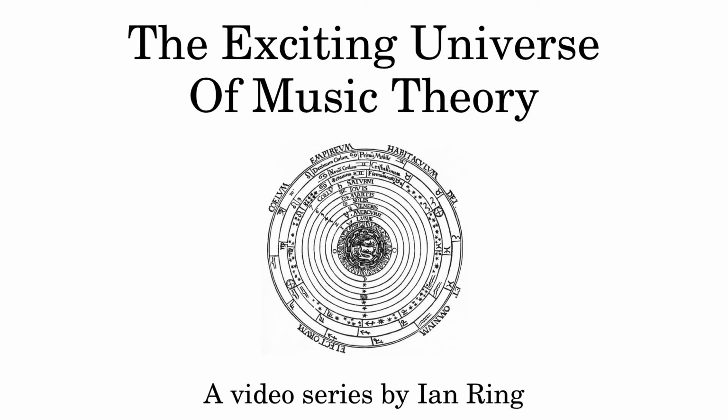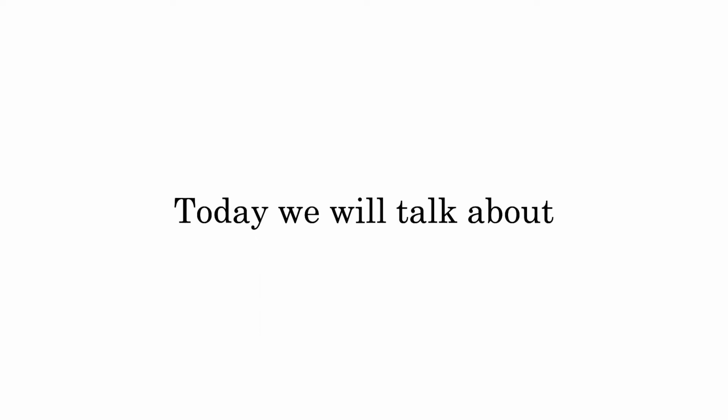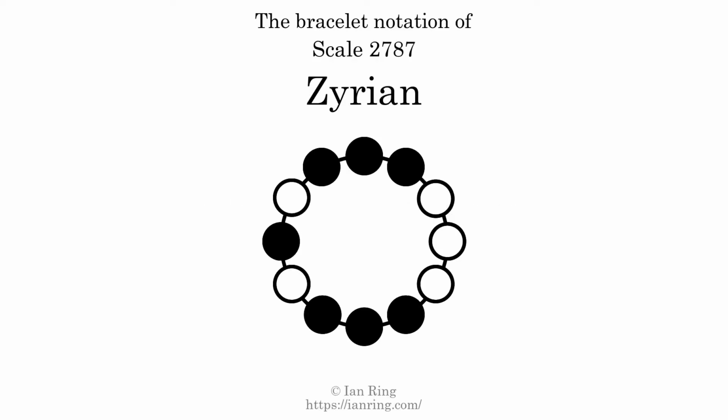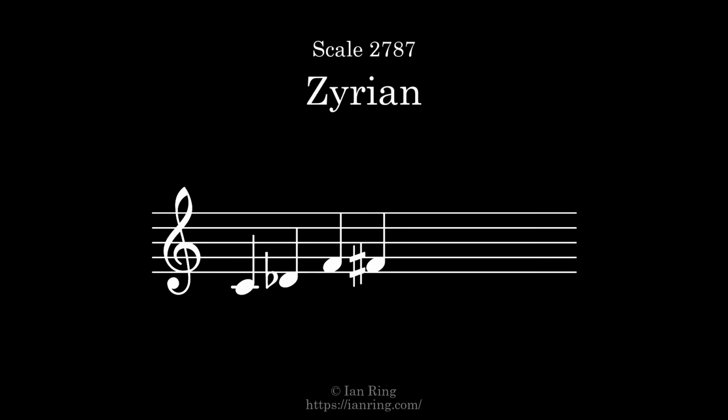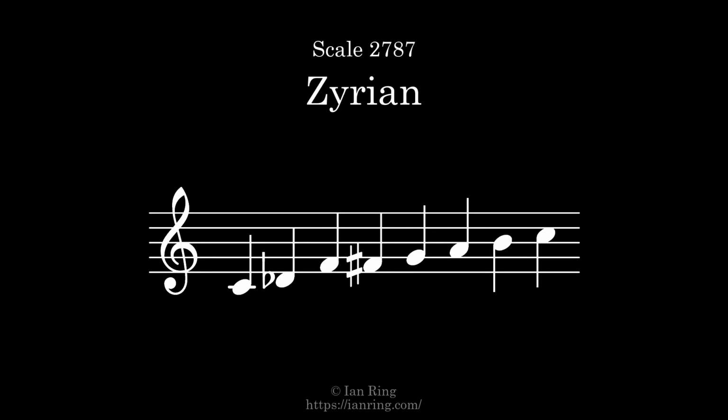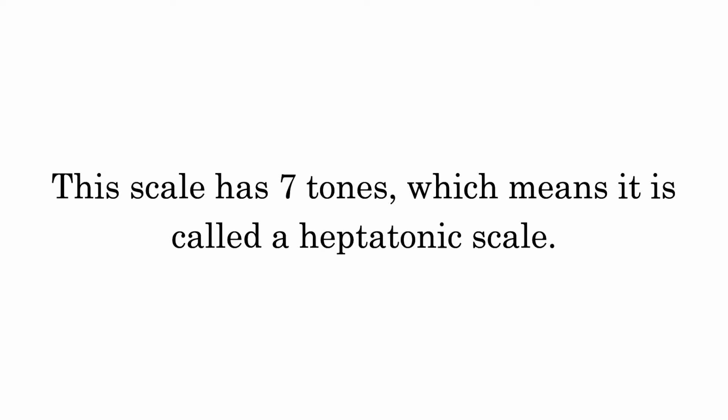Welcome to the exciting universe of music theory. Are you ready to learn? Then let's begin. Today we will talk about scale 2787, Zyrian, which sounds like this. This scale has 7 tones, which means it is called a heptatonic scale.